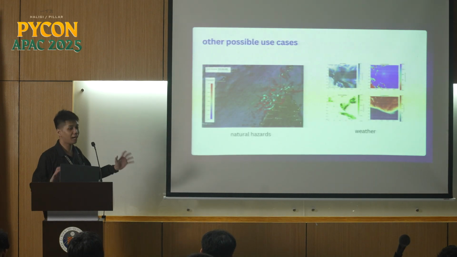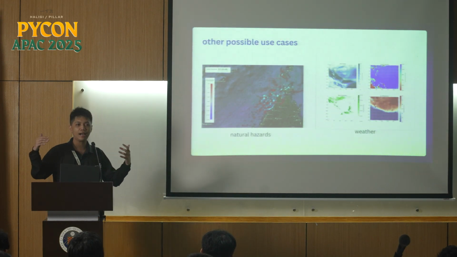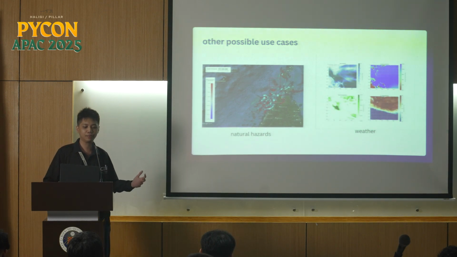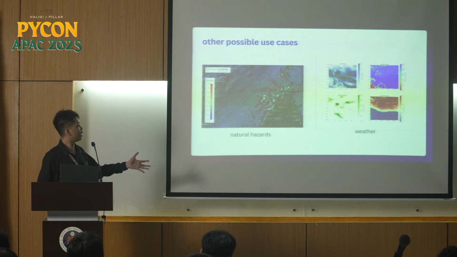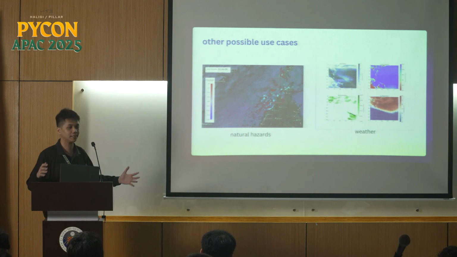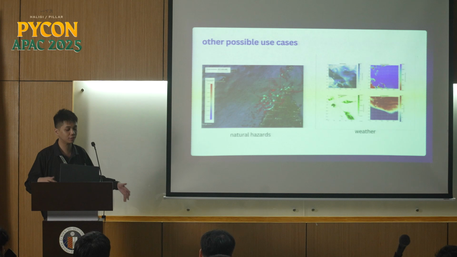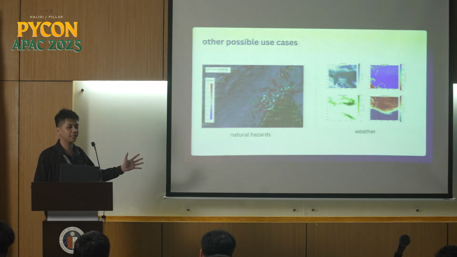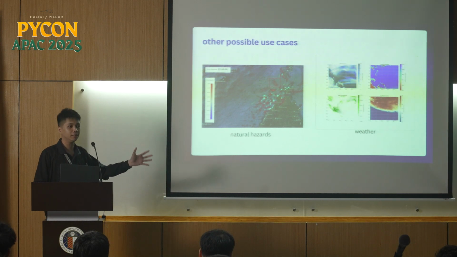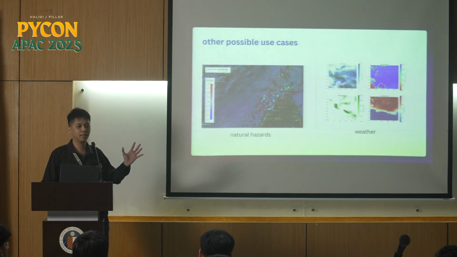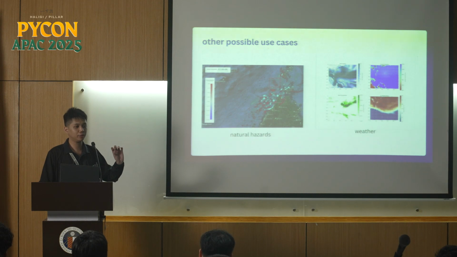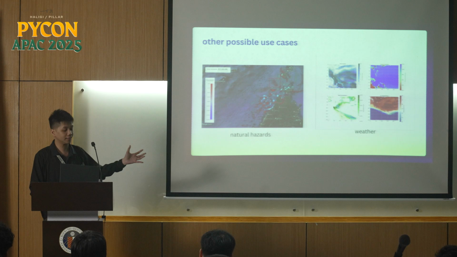Other real usages of this particular architecture are for natural hazards or weather systems that usually affect us here in the Philippines. So environmental or natural hazards. This particular architecture is what is used by Google for climate and environmental modeling and forecasting.